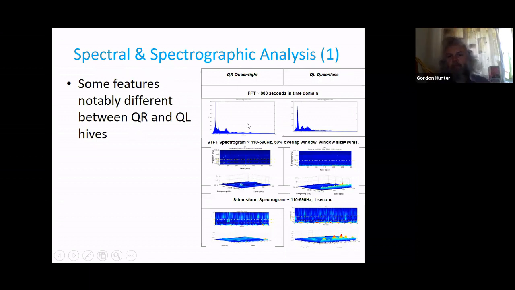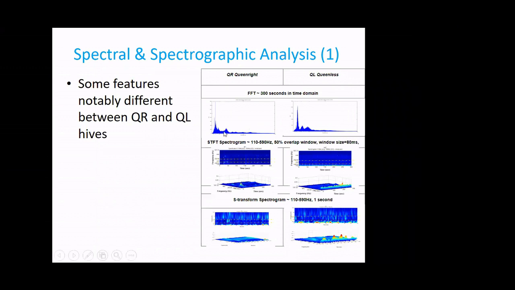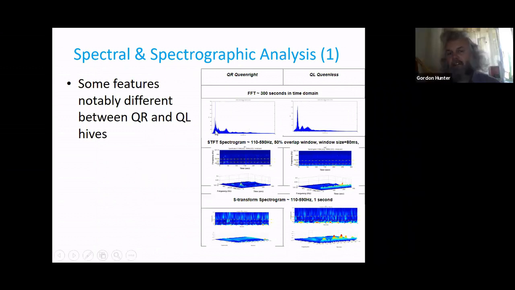So here we can compare a short-term Fourier transform, so it's the Fourier transform over a limited time window, between a queen right hive, so that one has a healthy queen in, and this one doesn't. So I think you can see there's a bit of a difference in the profile of the peaks here between the 2 hives. The one with the healthy queen on the left, the one without the healthy queen on the right.